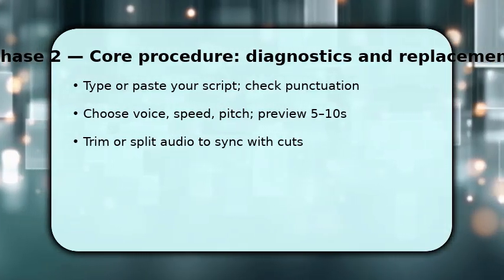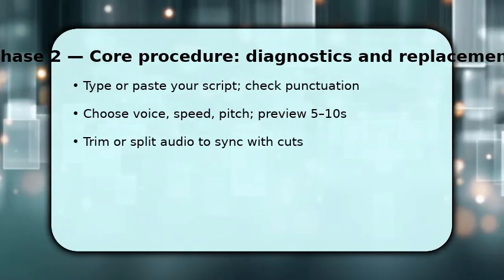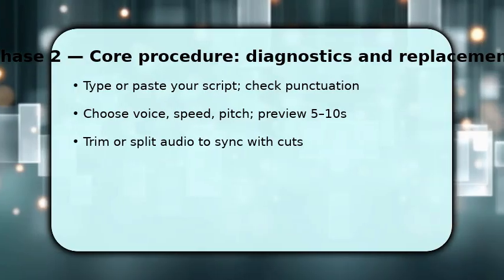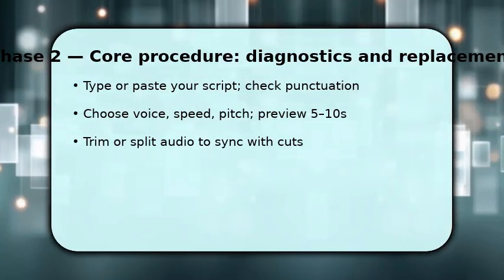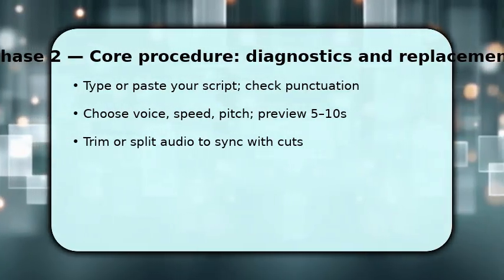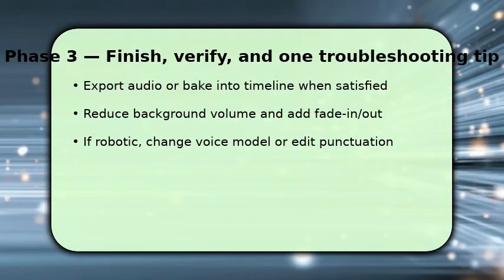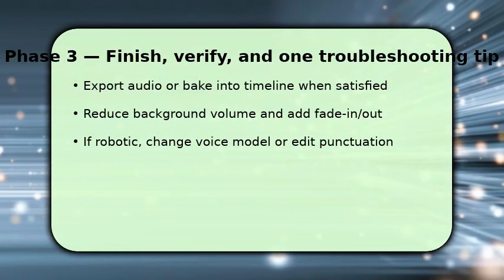Once you preview a 5 to 10 second clip, adjust the generated audio length by trimming or splitting the clip on the timeline so words align with on-screen actions. Transitions should feel conversational. Finish by baking the TTS into your timeline or exporting the audio track. This locks timing for final edits.